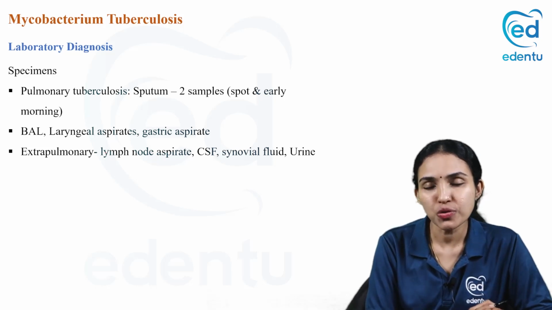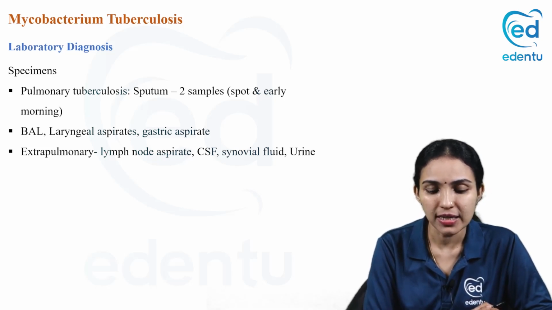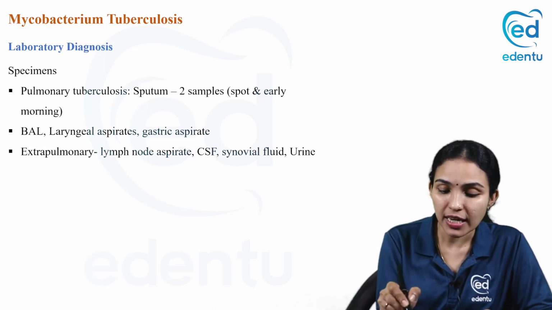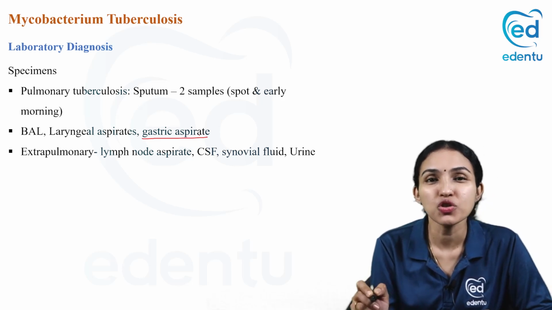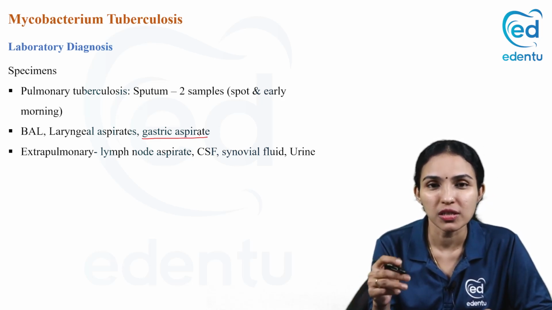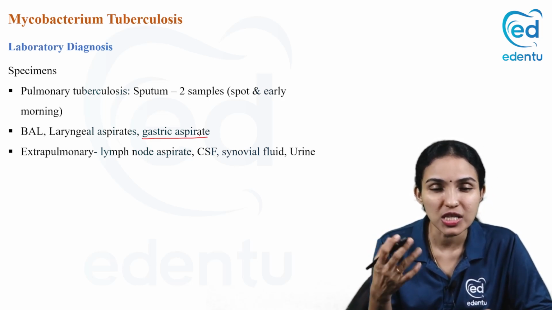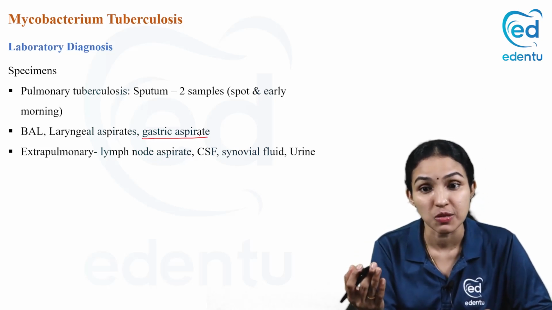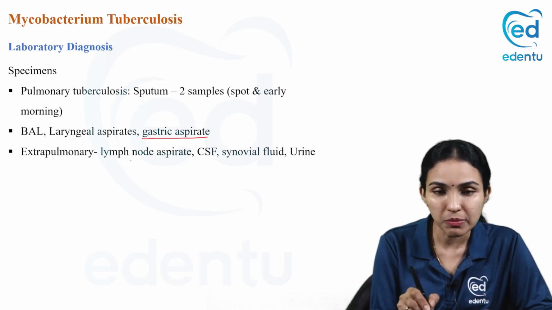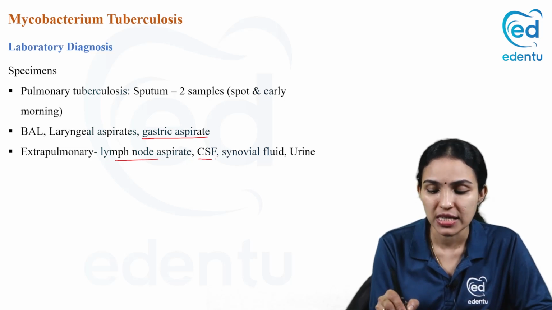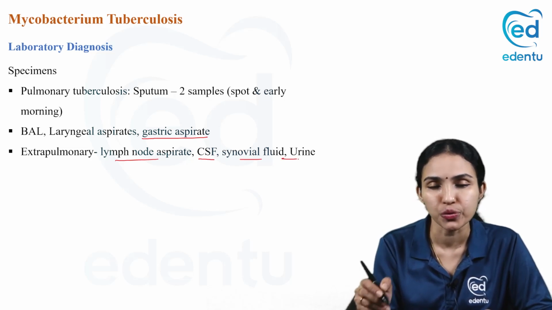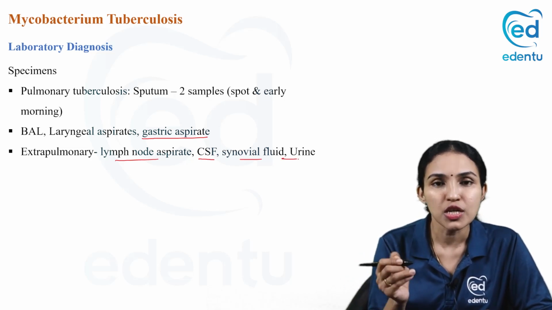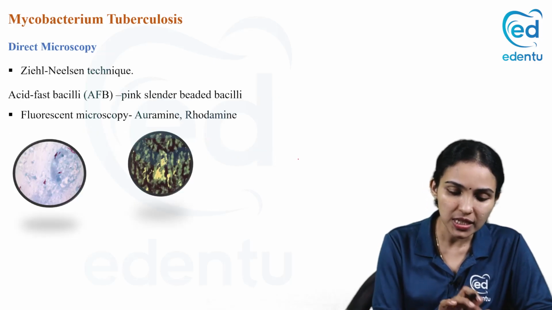So that's what I told you. Sputum 2 samples, BAL, laryngeal aspirate, and gastric aspirate you take for children. Young children won't expectorate sputum. They will just swallow it. So you have to go for gastric aspirate in case of pulmonary TB if you suspect it in children. Extrapulmonary, as we have discussed: lymph node aspirate, CSF, synovial fluid, urine in case of renal tuberculosis. So all those are the different samples that we take.